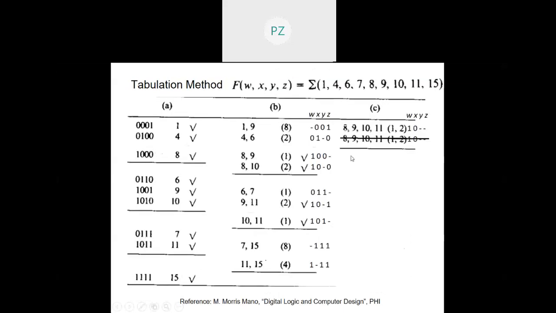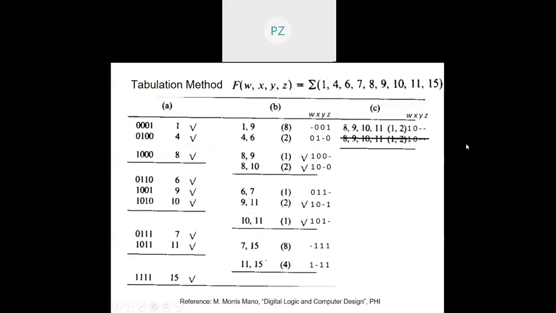function. So again, whenever I am given a function to minimize, I must group the min terms by the number of ones in them, right? And then I try combining the adjacent groups and see what all can combine, and whatever combines, that gets ticked, very important step. And then I keep writing whatever gets eliminated. So I can go on doing it column by column, going from column A to B, and then combining the adjacent groups in column B to get the column C.